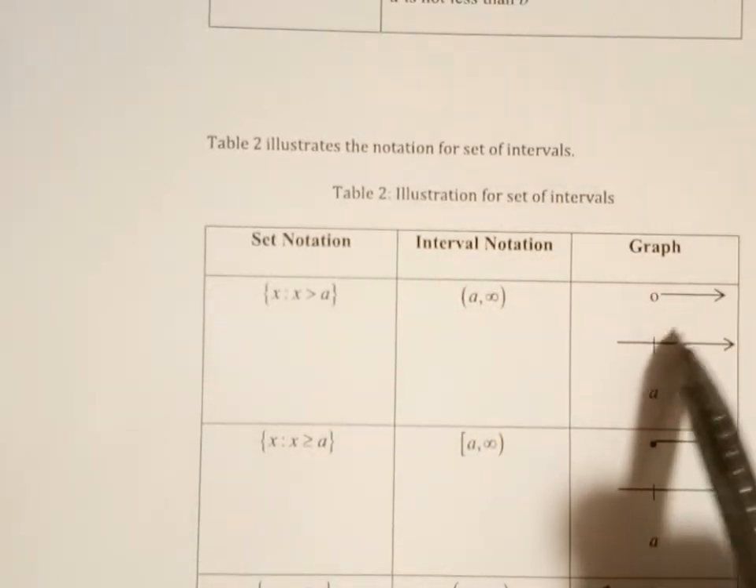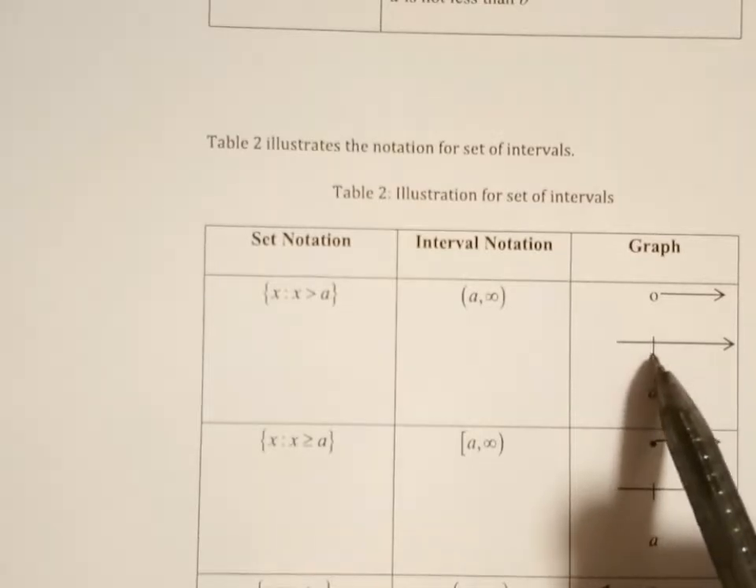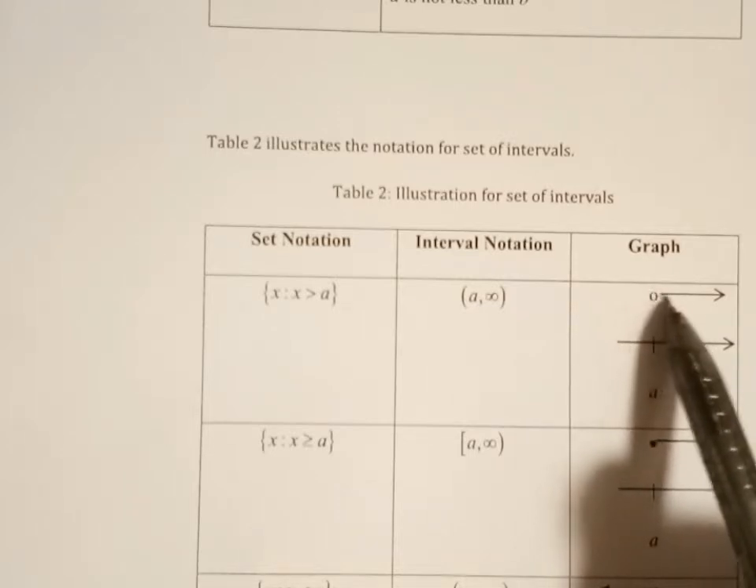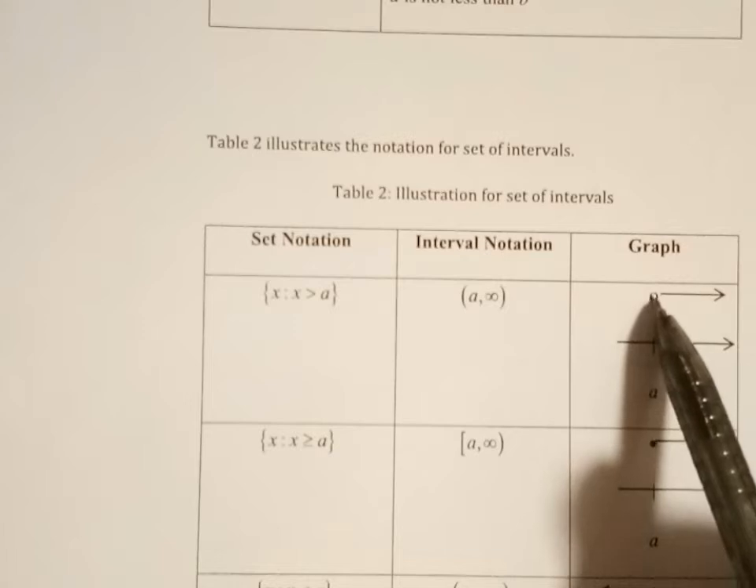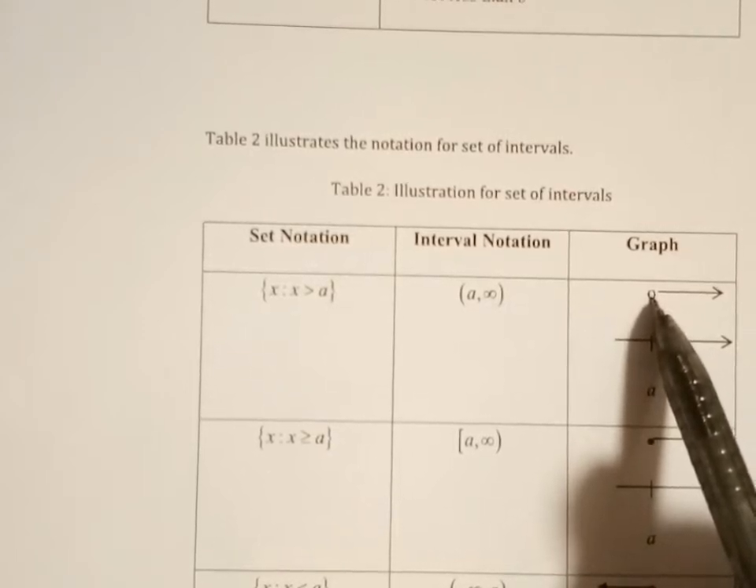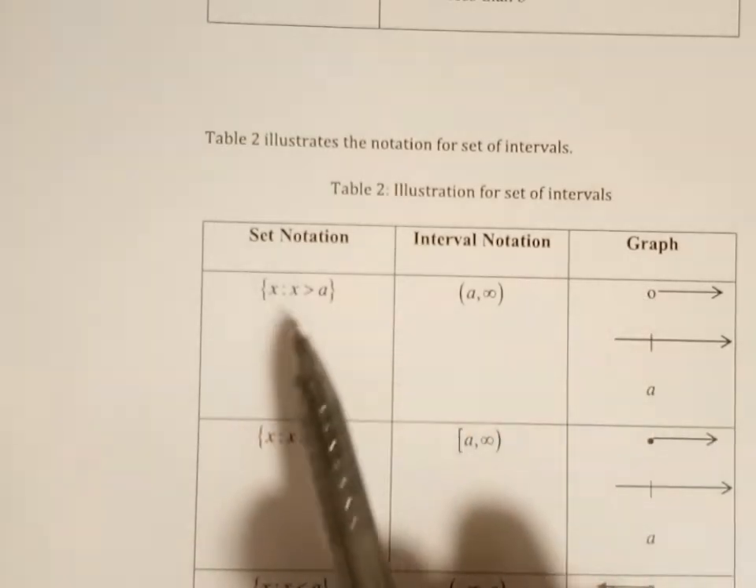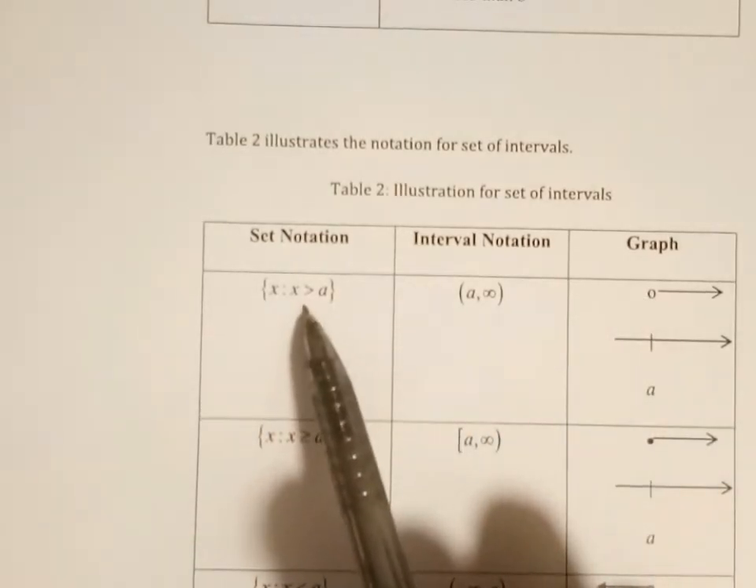For the graph notation, we have values from A to infinity. Infinity will be the arrow on the right side. At point A there is no value of A, meaning that we have a blank dot like this, not the full dot. The blank dot indicates that A is not included, since we don't have an equal sign here.